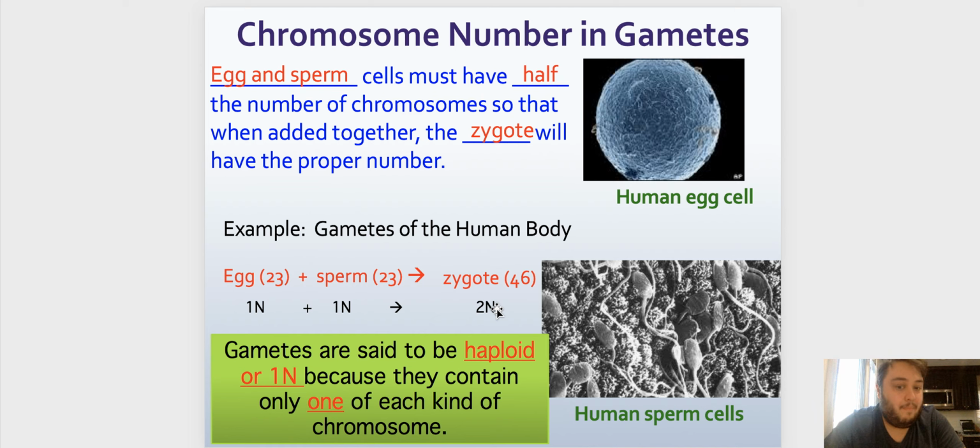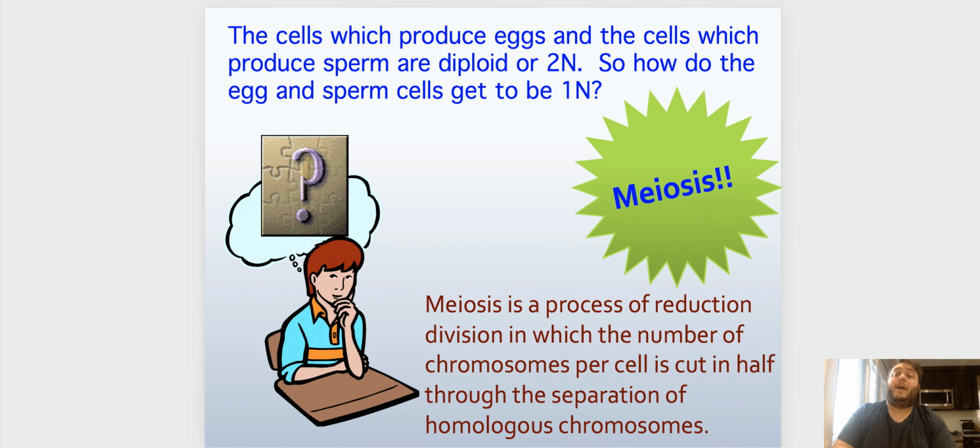So I know that's a lot of numbers, right? But let's just replay it if we have to. Go back if you need to. Just remember, zygote has 46 chromosomes. Zygote is a diploid. Diploid is 2n. Sperm has 23 chromosomes. That is a haploid 1n. Egg has 23 chromosomes. That is a haploid 1n. So when you combine those two haploids, you get the diploid. All right? Good. So let's move on and talk about meiosis.